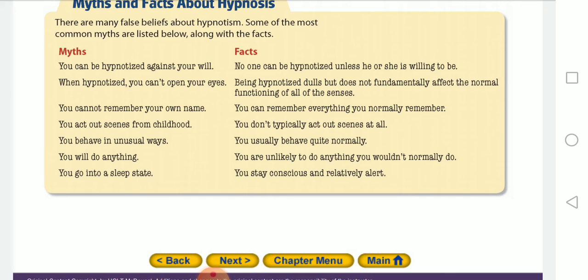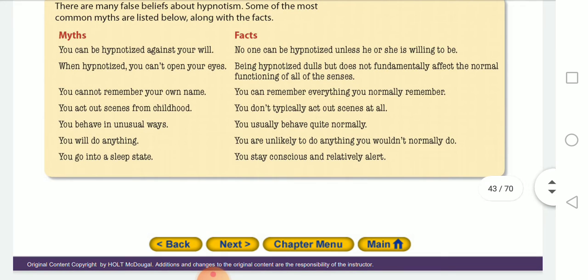You act out scenes from childhood. You don't typically act out scenes at all. You behave in unusual ways. No, you usually behave quite normally, in a very normal way. You will do anything the hypnotist asks you to do? No, of course not. You're unlikely to do anything you wouldn't normally do. You go into a sleep state? Of course not. You stay conscious and relatively alert.